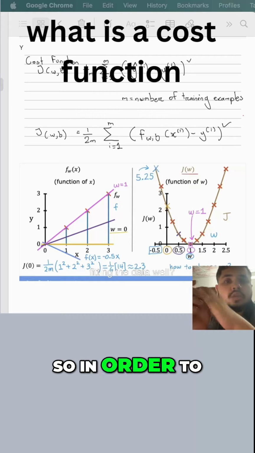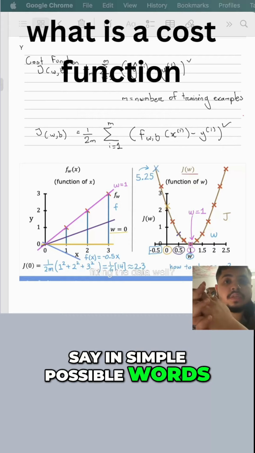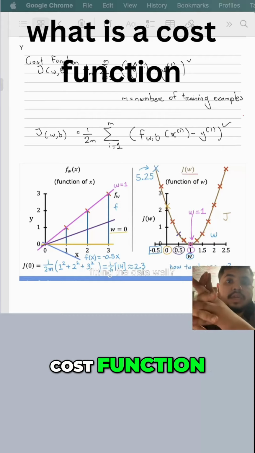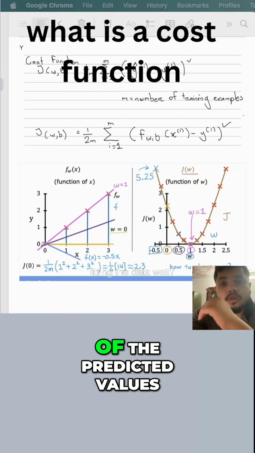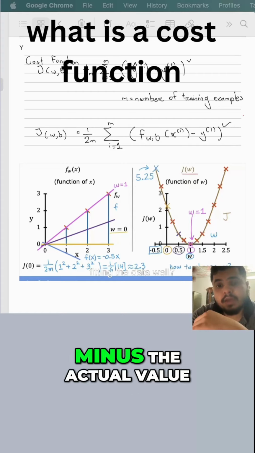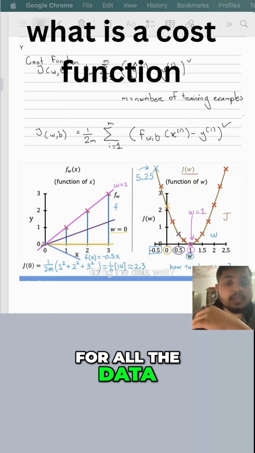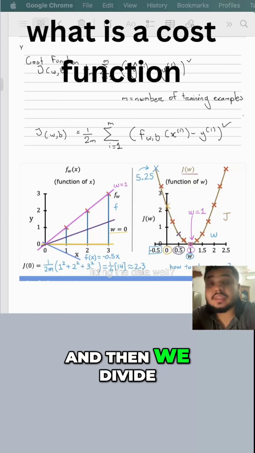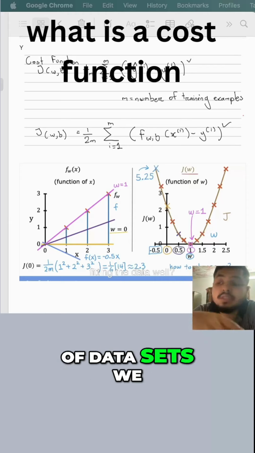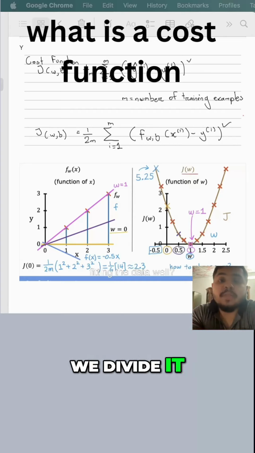To say it in the simplest possible words, the cost function is the sum of the predicted values minus the actual values, which we sum up together for all the data sets we have got, and then we divide it by the number of data sets we have got. We divide it by 2m.